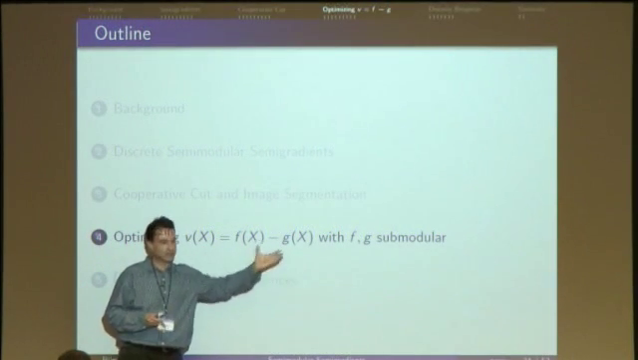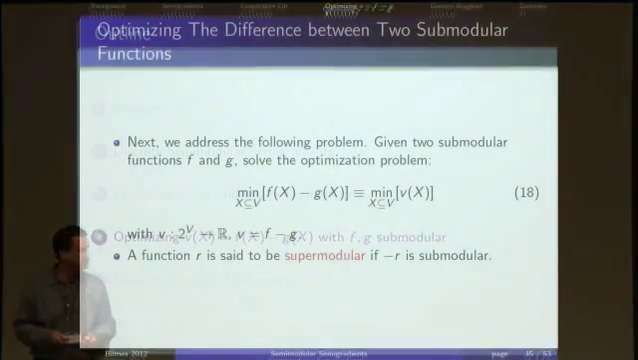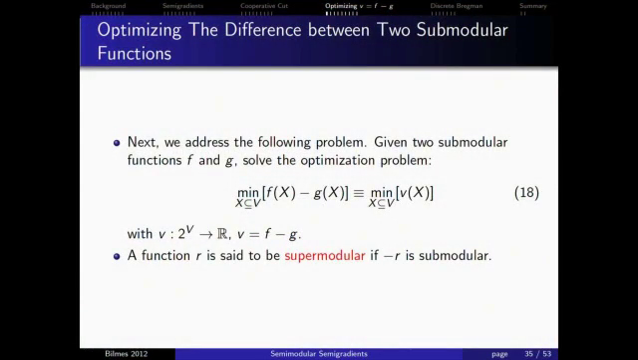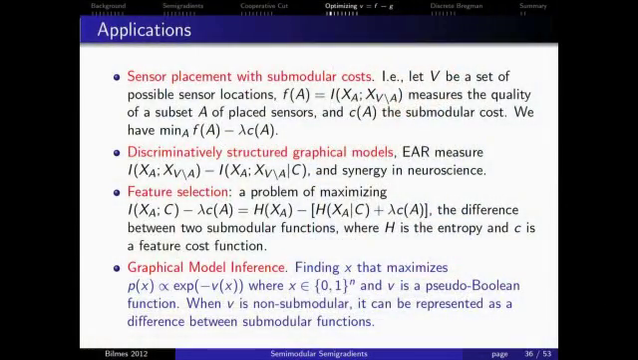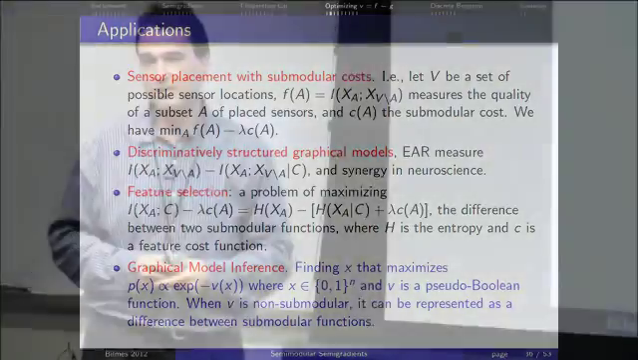which is minimizing or maximizing the difference between two submodular functions. This is an important problem. So you want to find the minimum of the difference between submodular functions. There are many, many applications of this. For example, consider sensor placement with submodular costs. Usually with sensor placement, you place the sensor where you gain the most information. But what if there's a cost associated with the placement of the sensor that's submodular?